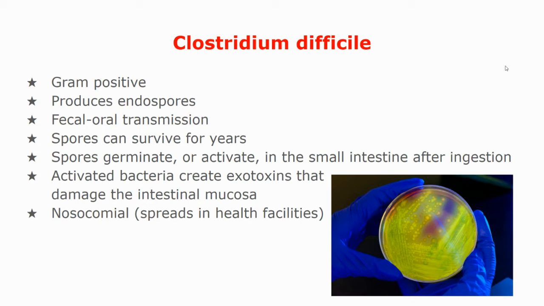The activated bacteria will create exotoxins, which are basically specialized particles or molecules that the prokaryotic cells will produce. And these exotoxins are going to damage the intestinal mucosa, so they're going to damage the intestine and cause inflammation and that sort of thing. That is how they're going to cause disease to the individual. Clostridium difficile is also a really important nosocomial infection, meaning it spreads in health facilities, like hospitals and nursing homes.